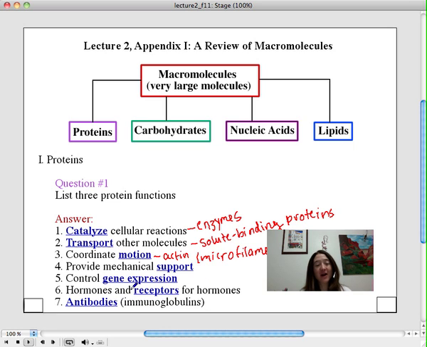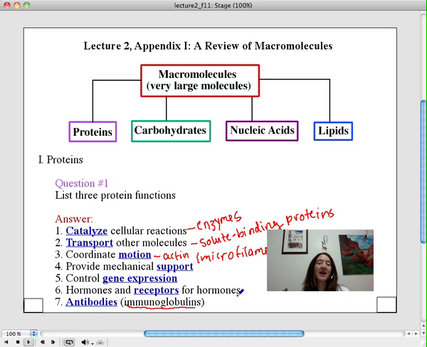We can also talk about hormones and receptors for hormones. There are peptide hormones. For example, insulin is one of those that we talked about the other day. Antibodies, also known as immunoglobulins. We'll talk more about those when we briefly cover immunology in lab.